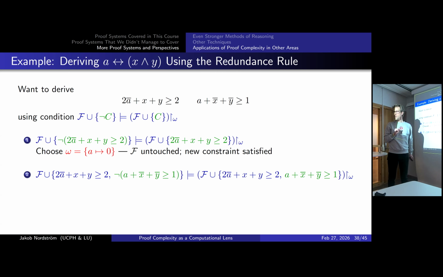Why is that true? Well, that's where not C comes in. Because as a premise, I have that apparently this is false. It is not the case that A plus not X plus not Y is greater or equal to 1. But that in particular implies that A is false and X is true and Y is true. So indeed, the negation of this implies this under the witness.